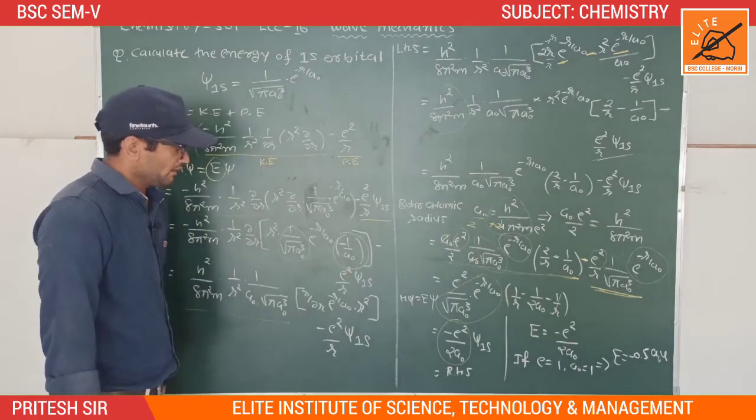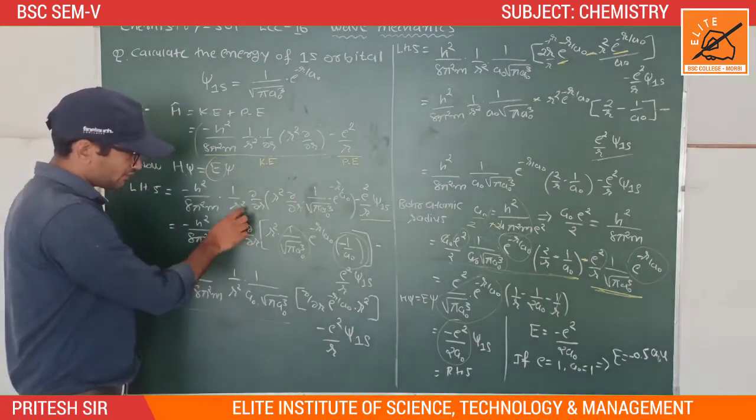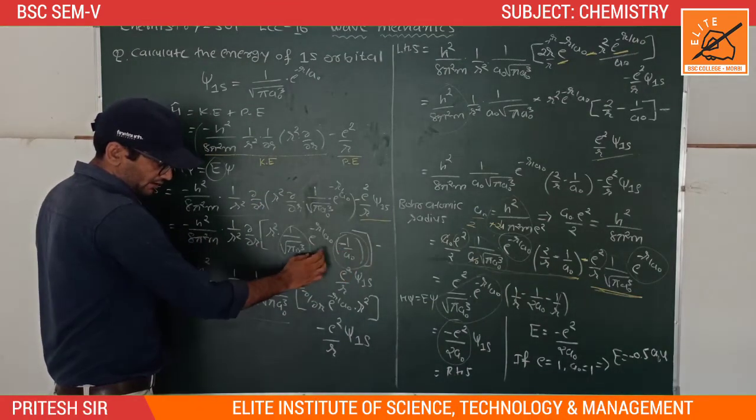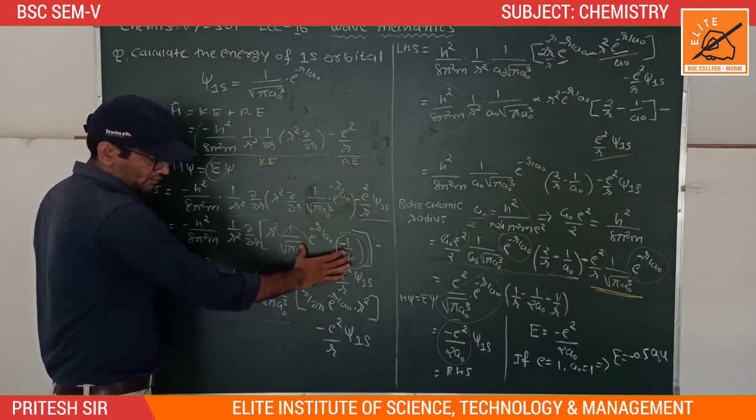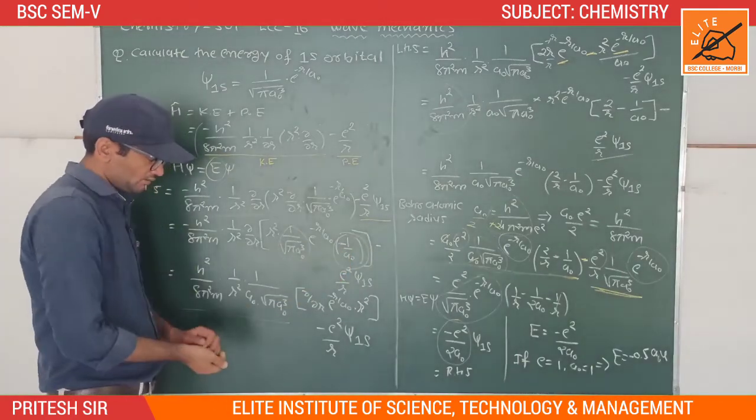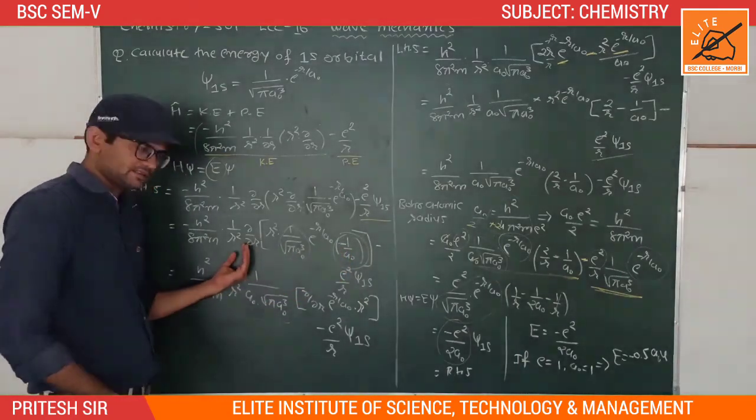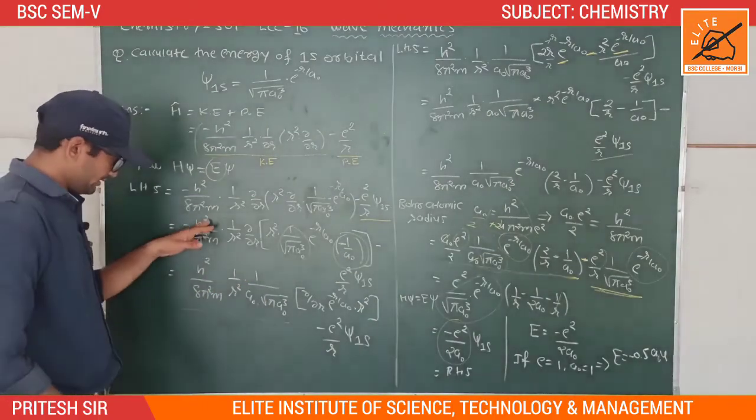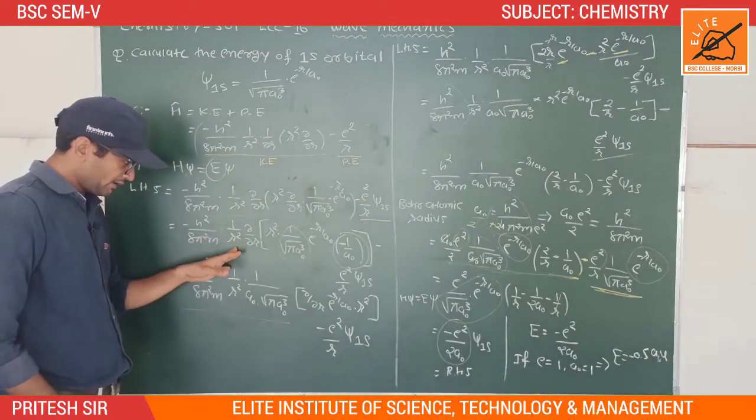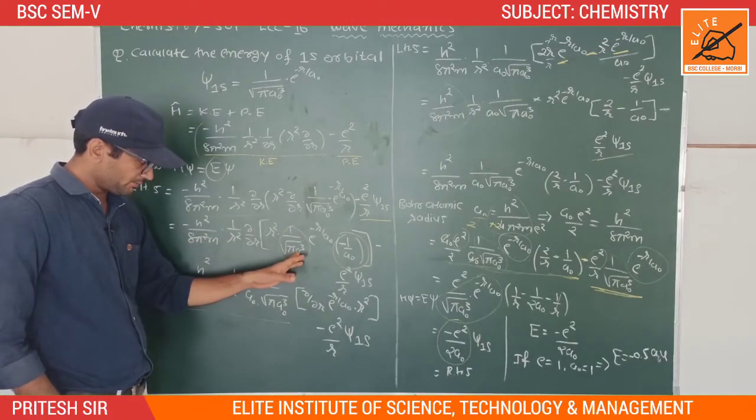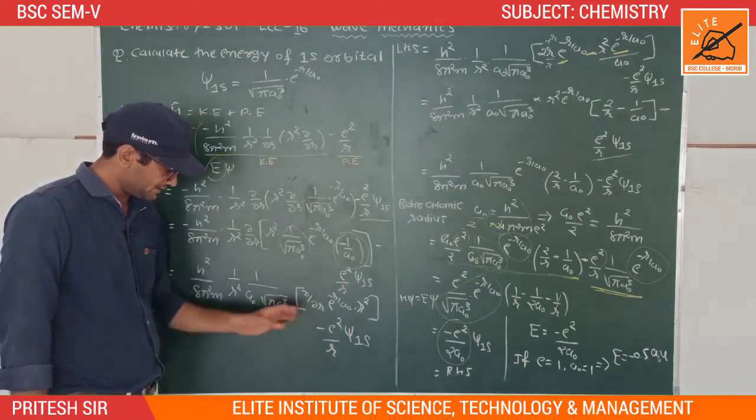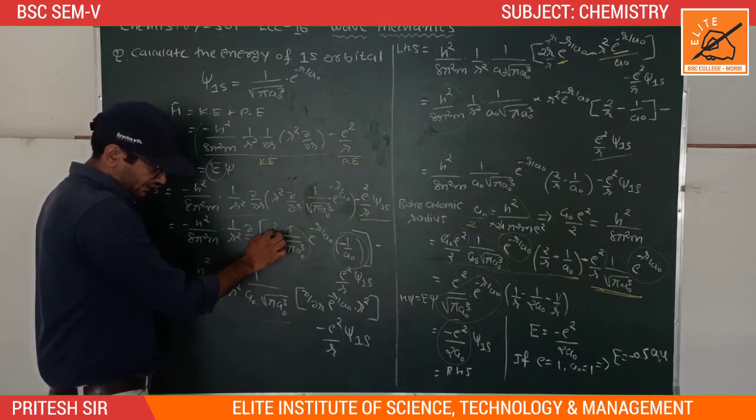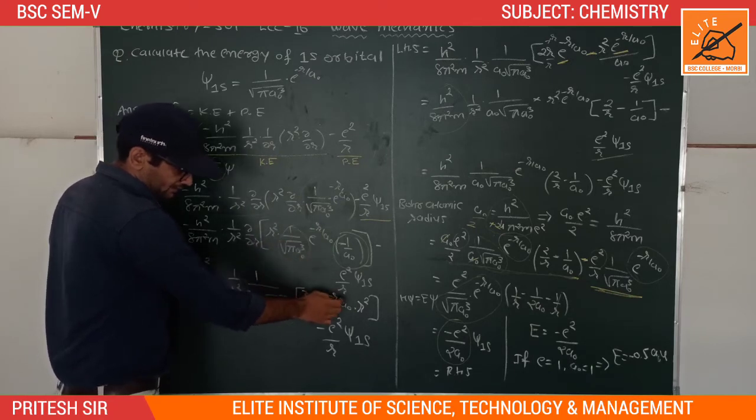In this case the second time also differentiation d by dr, at that time minus 1 upon a0 and 1 upon under root π a0 cube, both terms are constant, so they go outside of the differentiation. This minus 1 and this minus 1 become plus, it means h square upon 8π square m, 1 upon r square, 1 upon under root π a0 cube into 1 upon a0. So the remaining term is ∂/∂r of r square into e to the power minus r upon a0.